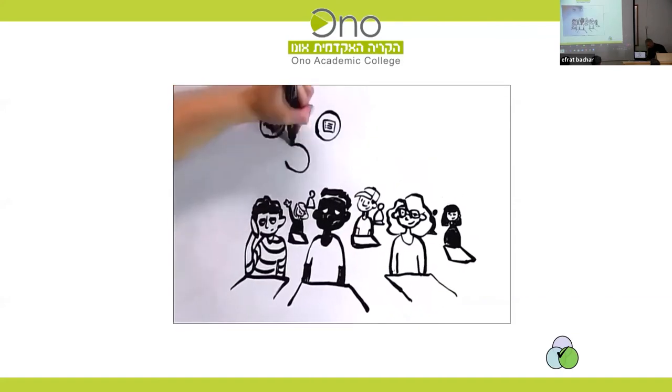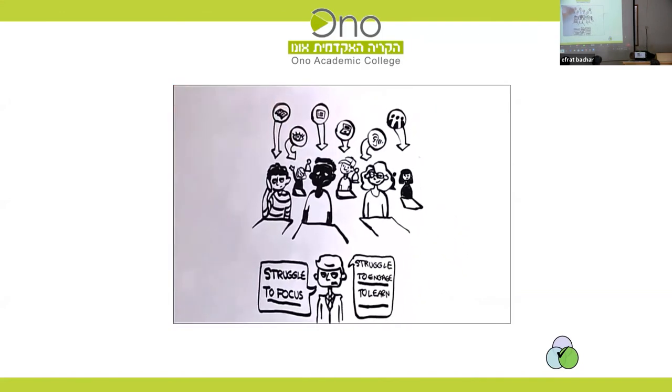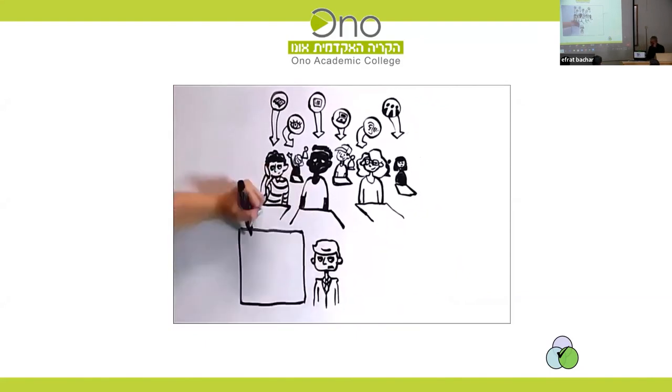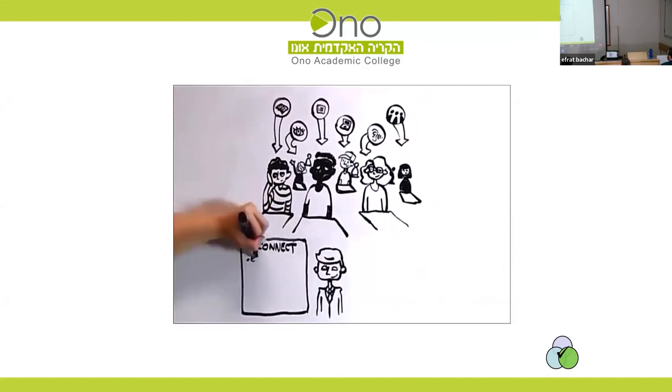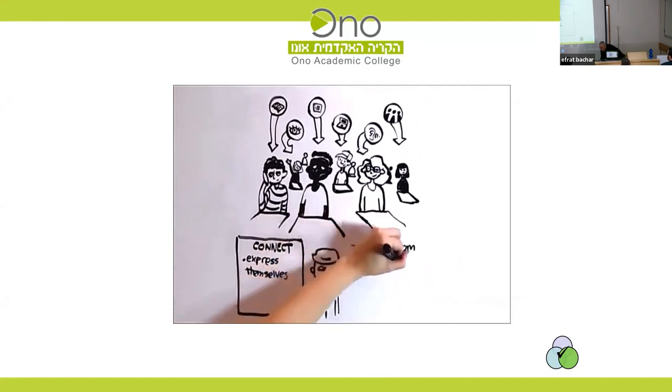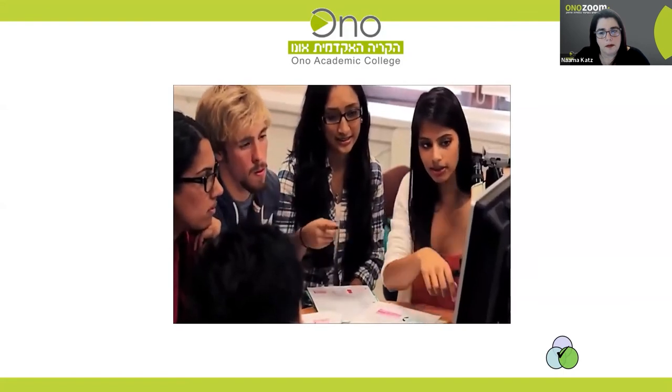But if you add PowerPoint, group work, online tools, digital engagement, and flexibility, you begin to connect with many more of those students, allowing them to interact with the material and express themselves in ways that they are comfortable and efficient with. The classroom can become anything for all students, not only students with disabilities, but non-traditional students, second language learners, and the whole diversity of students that we see in one class. Universal Design for Learning adapts curricula delivery, instruction, and assessment, and proactively meets the learning needs of a diverse student population.